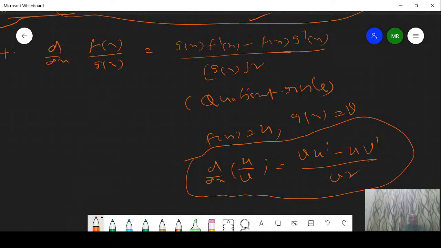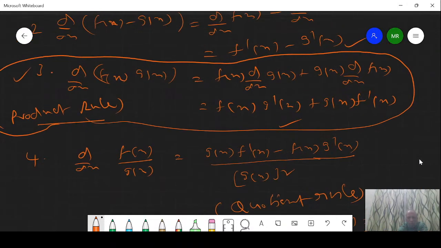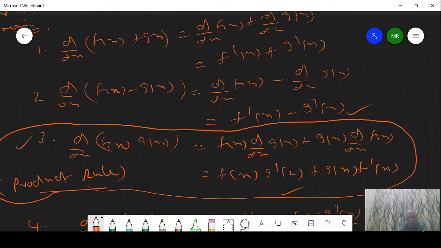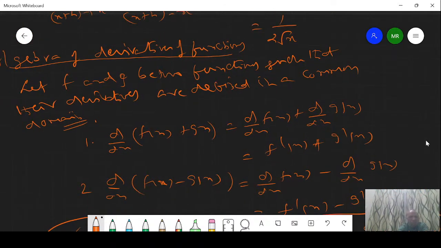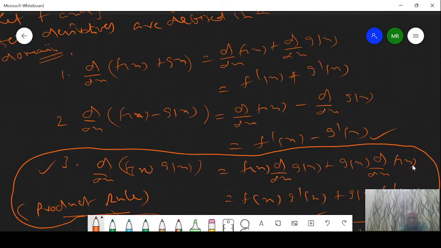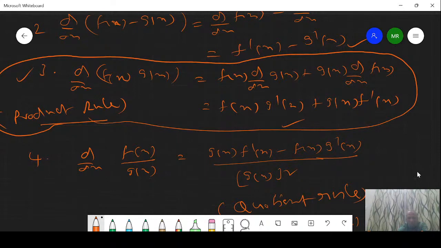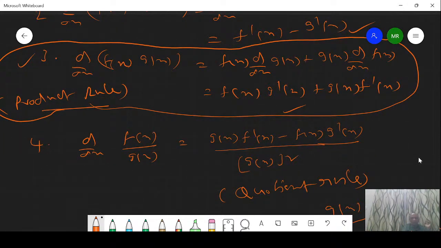Most important one. I'm going to explain the problems, how to use the quotient rule, how to use the product rule, everything. So here we discussed all four formulas using the algebra of derivatives of functions. This is the quotient rule, and the other one I told was the product rule. The first and second are the difference and addition of two functions. In all the cases, always remember: f and g are two functions such that the derivatives are defined in a common domain. Then we can use this. We are going to use these four types of algebra of derivatives frequently.